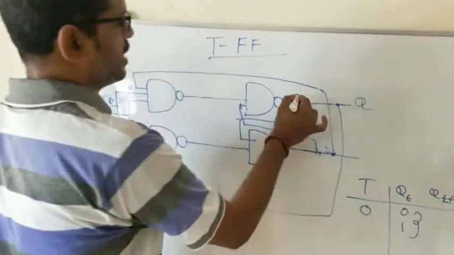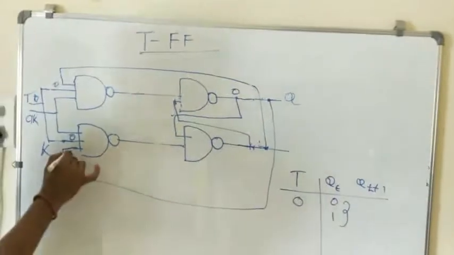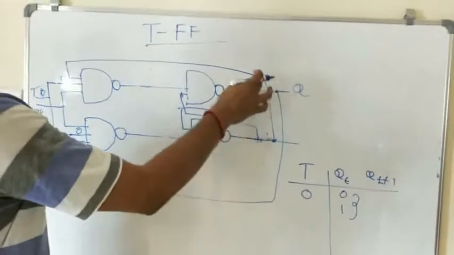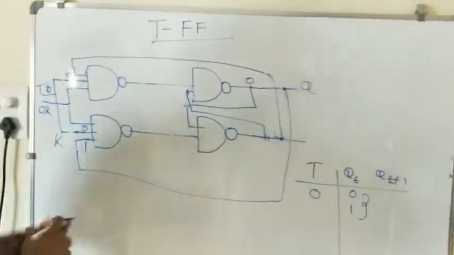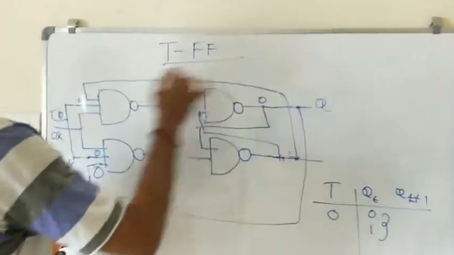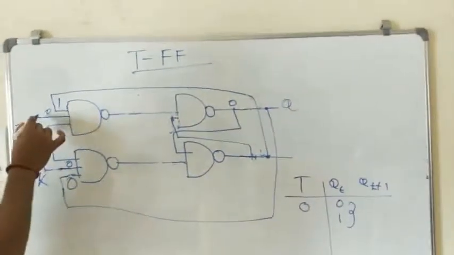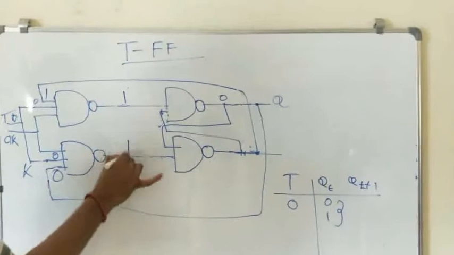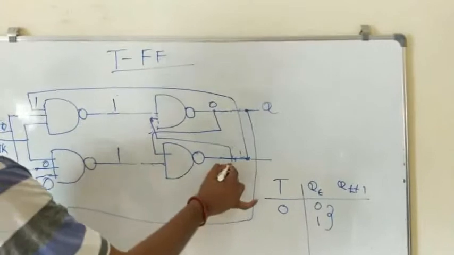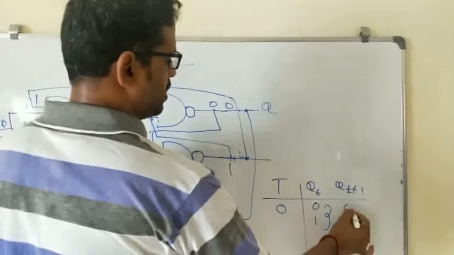Present state is 0. Present state is 0 means what is happening? This Q dash becomes 1 here. Q is coming here, and Q dash becomes 1 here. So what is the output of the NAND gates? Because one of the inputs is 0, both the NAND gate outputs are 1. So present state is 0 means 0 and 1 is 1. 1, 1 means 0. So when present state is 0, the next state is 0.